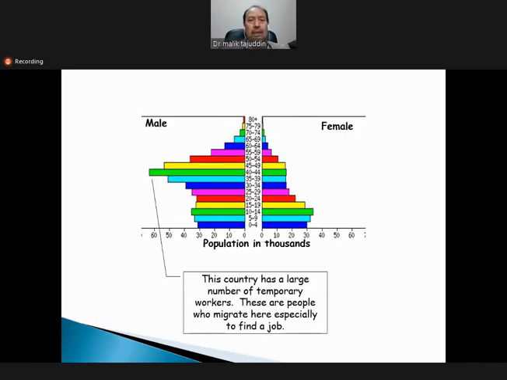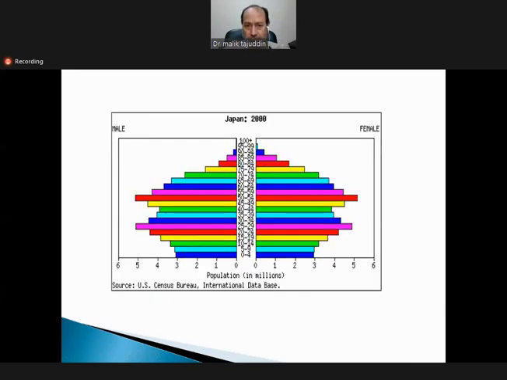Okay. See, a large number of people are temporarily in-migrating to this country. So think about which country this may be, where their own population is small, but males in-migrate there for their jobs. So the population of males is much higher as compared to females. See, in the age group 40 to 44 years, females are nearly 20,000, but males are nearly 60,000, 3 times more than the females. So which country may this be? Think about it. You may reply in your chats.